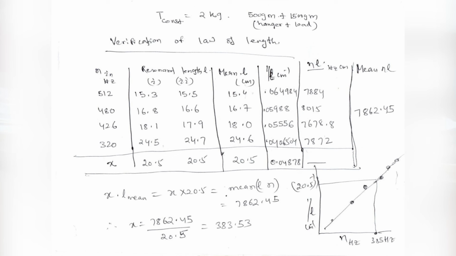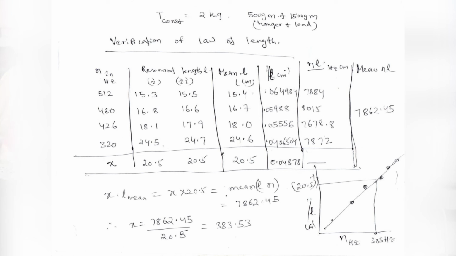And I repeat this procedure for 426 and 320, and I find the following mean lengths for 426 and 320 as 18.0 and 24.6. See, gradually from 512, when I go on decreasing my frequency to 320, my resonant length is increasing from 15.4 to 24.6.